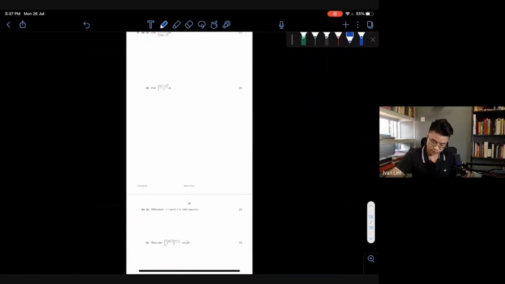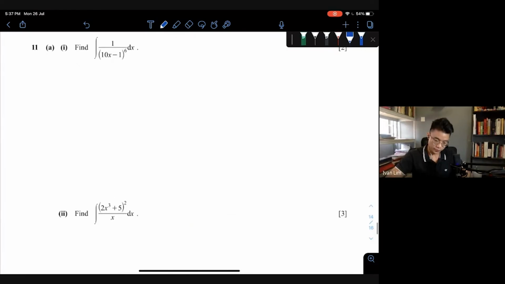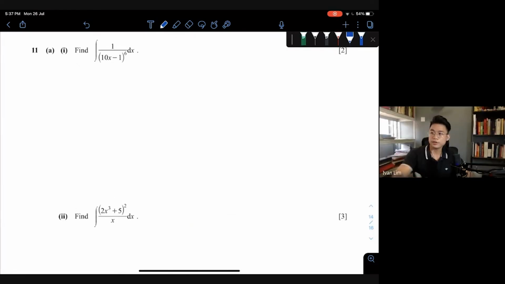Okay, cool, let's move on. Is this the last one? No, still got 2 more, 11 and 12 basically. All right, this one, integration. Integrate 1 over 10x minus 1 to the power of 6 dx.